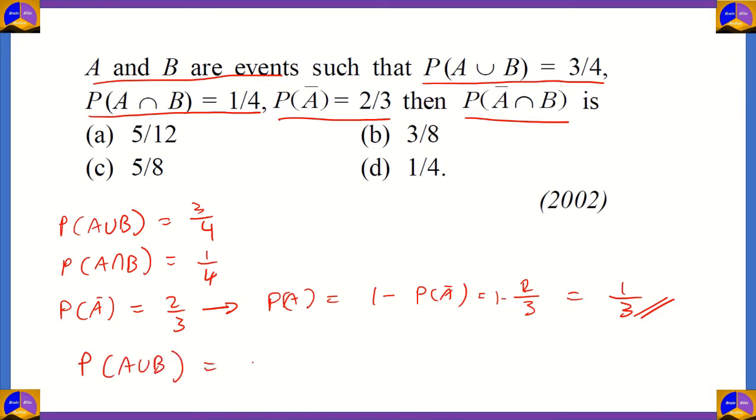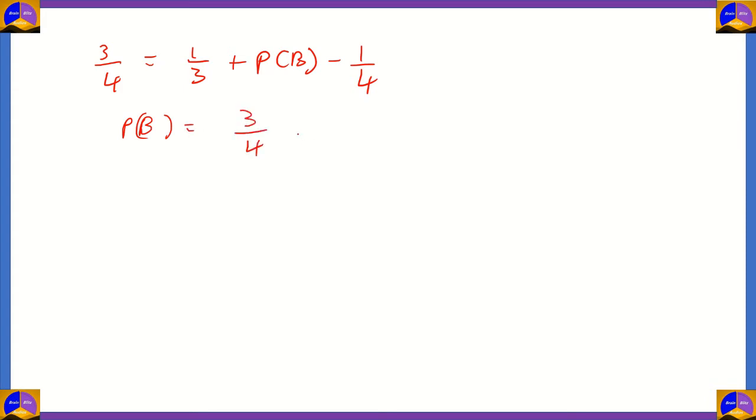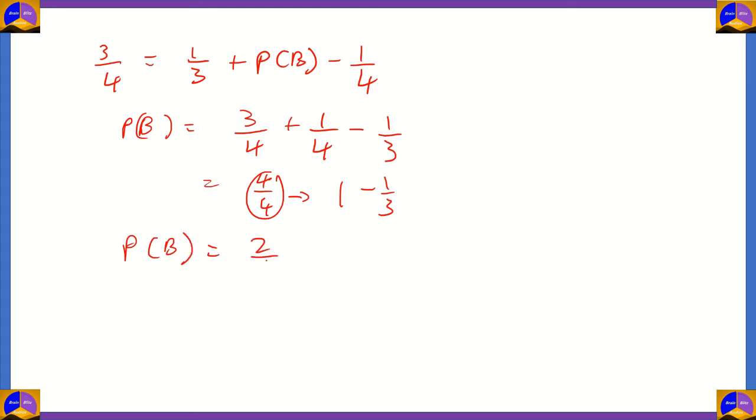P of A union B can be written as P of A plus P of B minus P of A intersection B. So that means you can write 3 by 4 as equal to 1 by 3 plus P of B minus 1 by 4. Therefore, P of B can be written as 3 by 4 plus 1 by 4 minus 1 by 3. So you can write 3 by 4 plus 1 by 4 as 4 by 4, that is 1 minus 1 by 3. So the value of P of B is equal to 2 by 3.